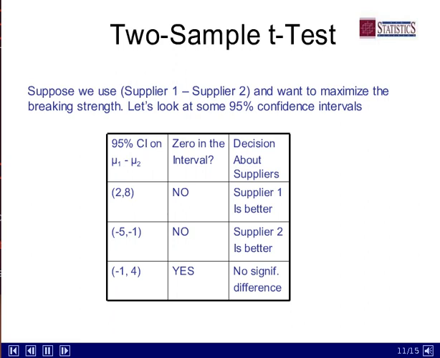Therefore 2 must be bigger. Now what if I have minus 1 to 4, the last line in the table? First, notice that 0 is in the interval, which suggests there's no statistically significant difference between those two means. Why is that? Well, on the minus 1 to 0 part of the scale, we would say that supplier 2 is better. But on the 0 to 4 part, the positive part, you would be in line 1 and you'd say supplier 1 is better. So what you're saying is sometimes supplier 1 is better, sometimes supplier 2 is better. That sort of means that there's not really any difference between the two.